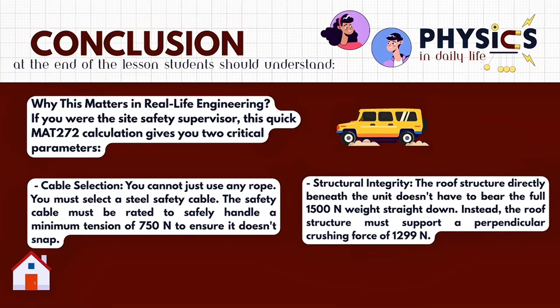First, for cable selection, you cannot simply use any rope. You must choose a steel safety cable that can safely withstand a minimum tension of 750 Newton to prevent it from breaking. Second, for structural integrity, the roof structure does not support the entire 1,500 Newton weight directly. Instead, it only needs to withstand the 1,299 Newton perpendicular force acting on the surface. This information helps engineers design structures that are both safe and efficient.